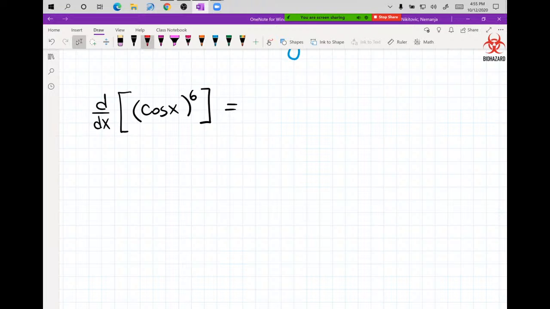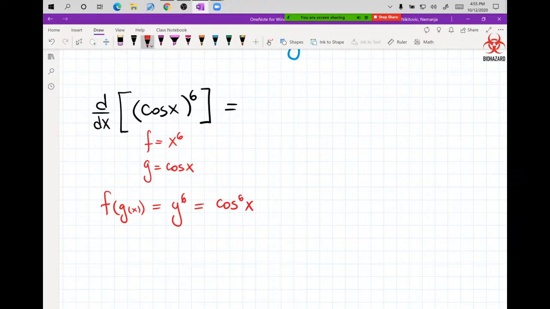So that outer function f is clearly x to the 6th, and the inner function is cosine x. So when you plug g into f, you are replacing every x of f with g. So you are technically getting g to the 6th, which is cosine to the 6x.